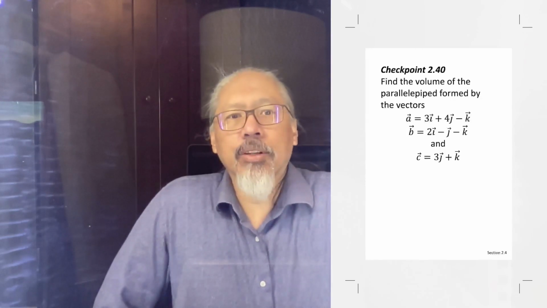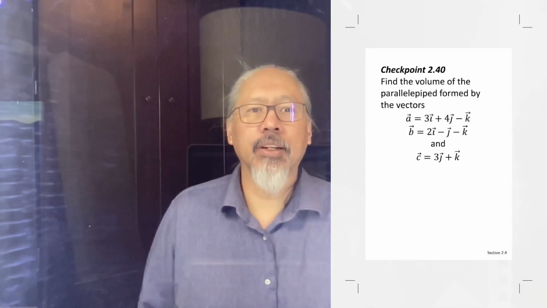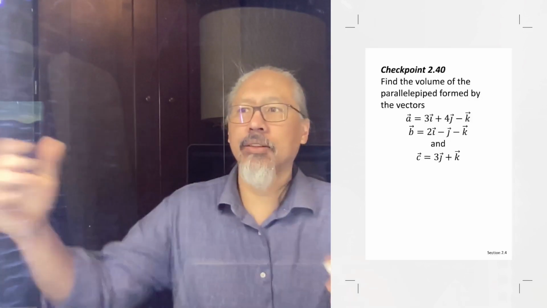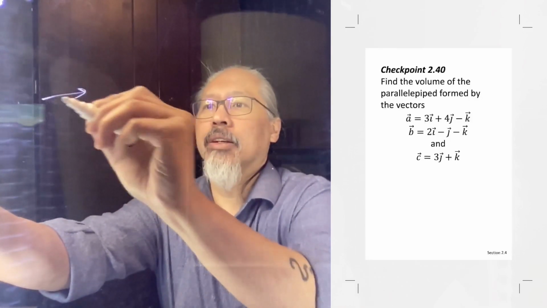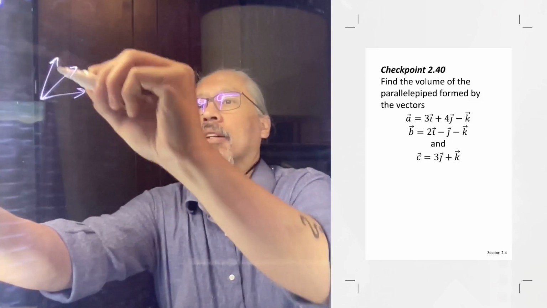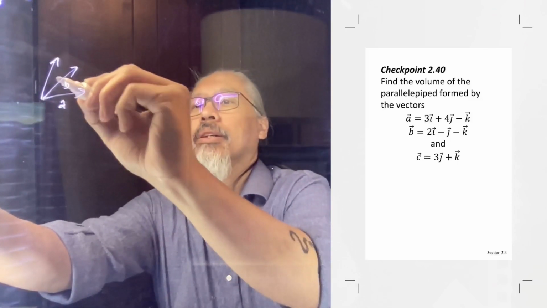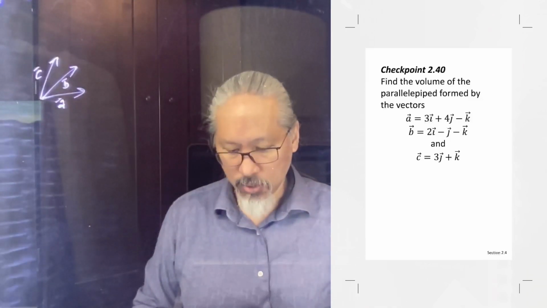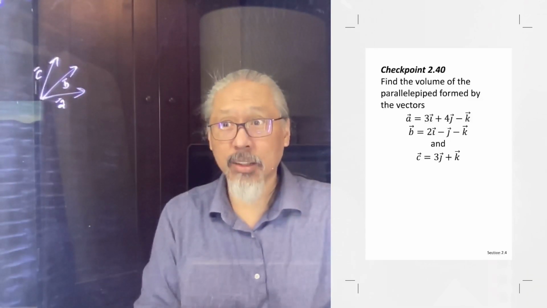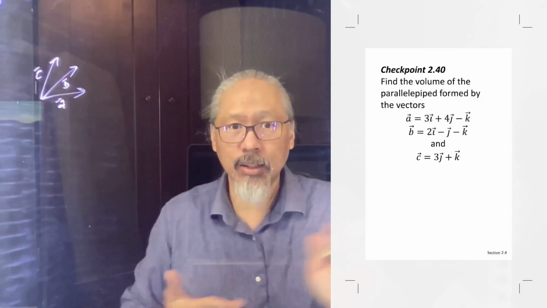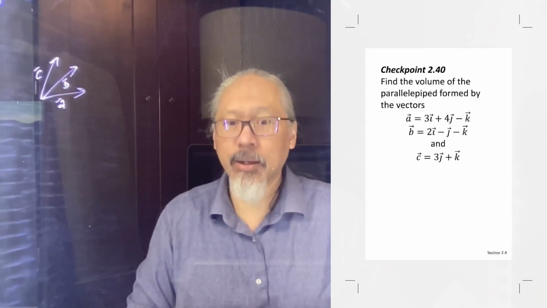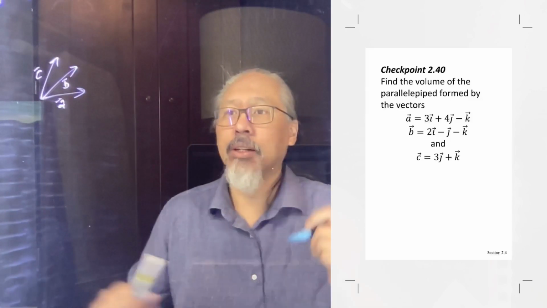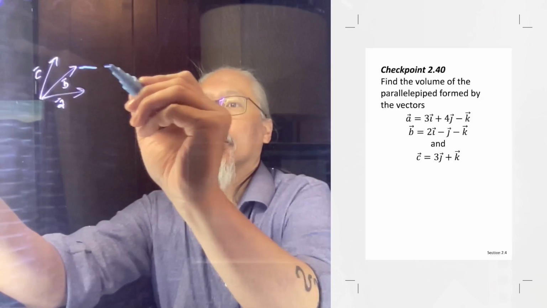Hello, this is checkpoint 2.40. They want us to find the volume of the parallelepiped formed by the vectors. So let's just generically set up three vectors, A, B, C, and provided that they are not all collinear or coplanar, which means they all lie on the same plane or lie on the same line, they're going to span a three-dimensional parallelepiped.